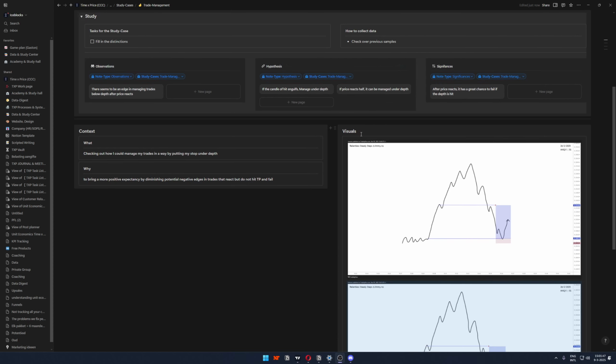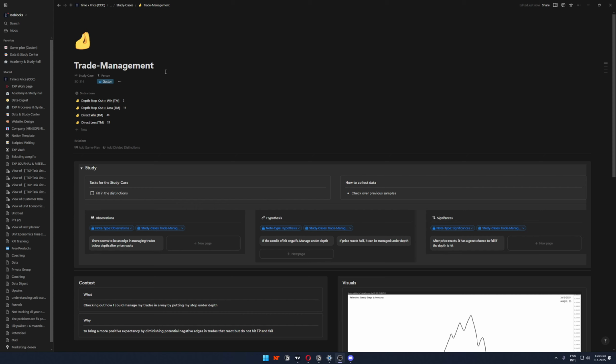So in this example, we'll have a study case about trade management. And trade management literally means managing my trades on the lower end. So in many examples, I won't adjust my profit target. I always adjust my stop loss. And I previously did in some examples, but in most cases, let's say 14 out of 15 trades, I didn't have to move any orders at all.